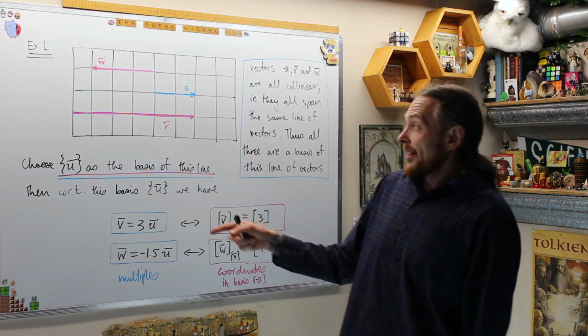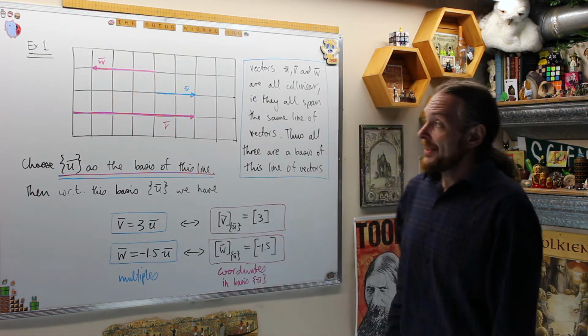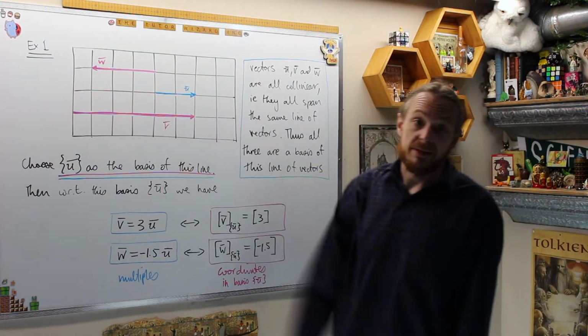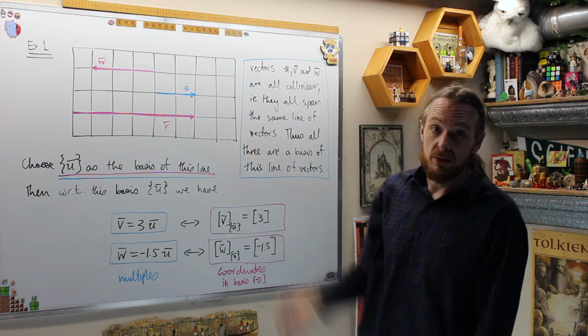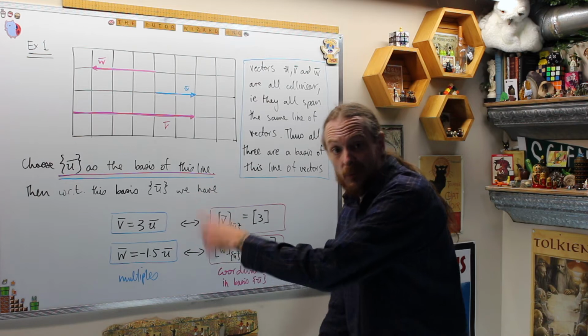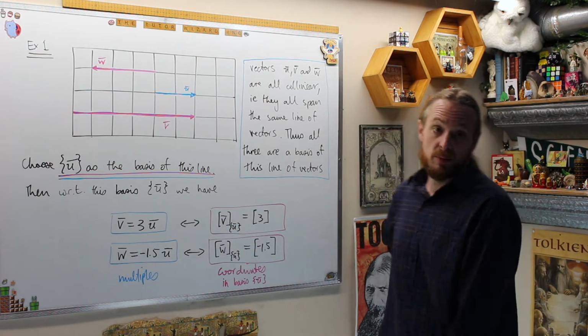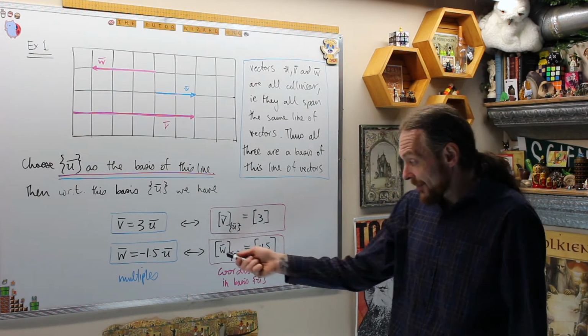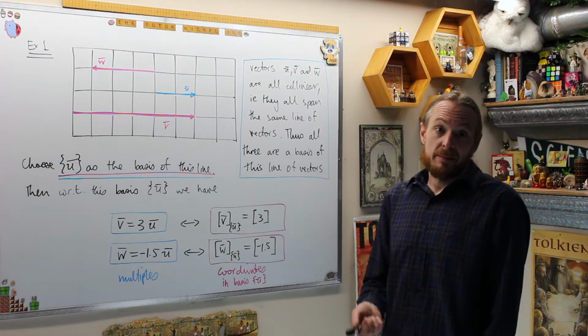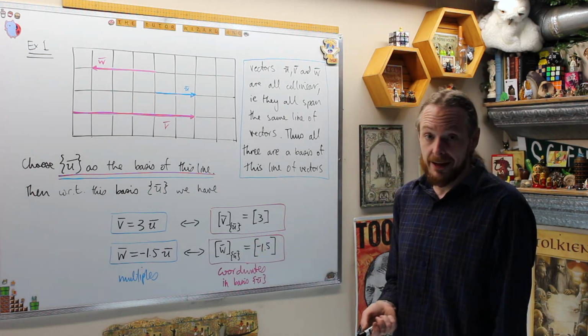Same thing with w now. W is pointed oppositely, and it is 3 units length long, and u is 2, so that means that w is negative 1.5 multiples of u. And that gives w the coordinate with respect to the basis u as negative 1.5.